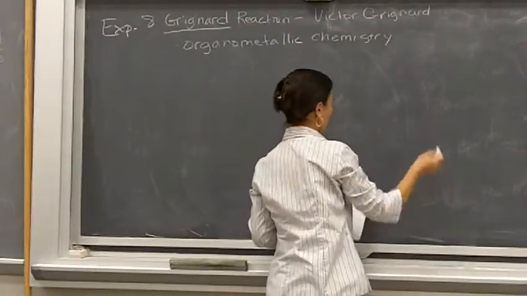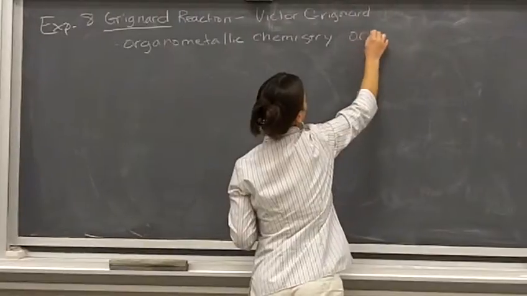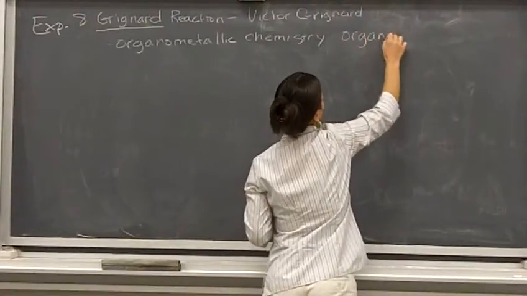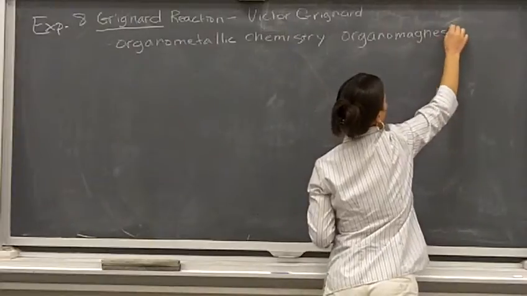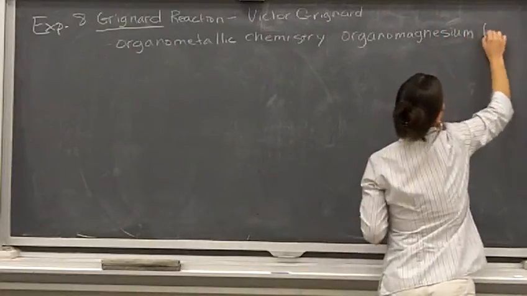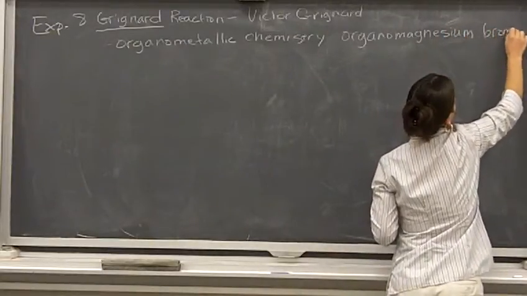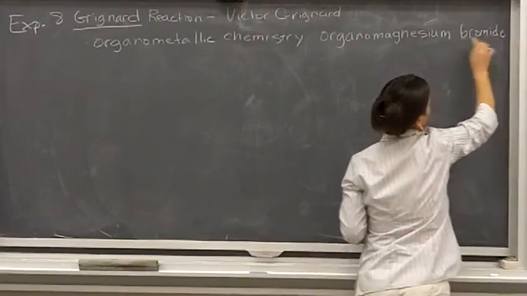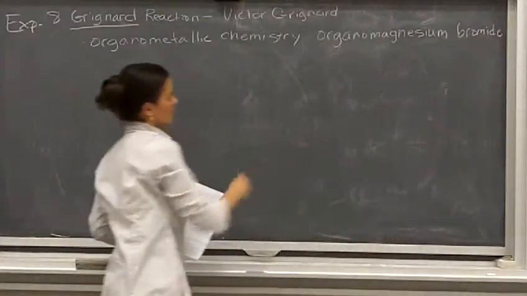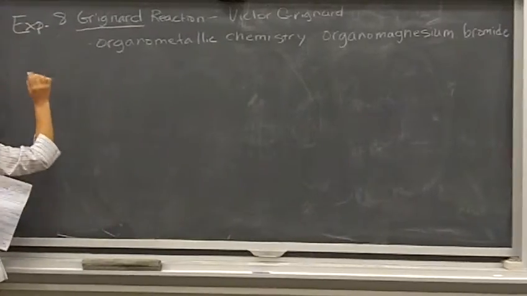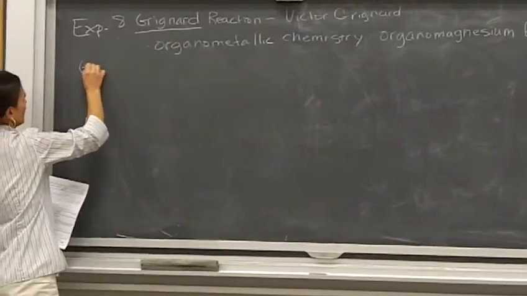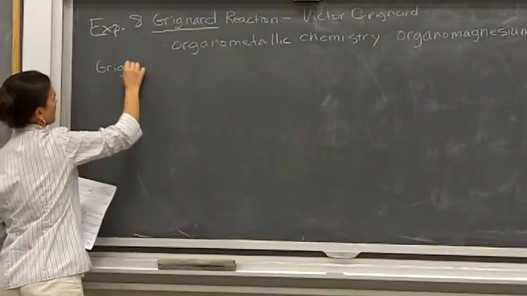And more specifically, we're going to make an organomagnesium. So there's our metal, our magnesium, bromide, or it doesn't always have to be a bromide, it can be another halide, but typically they are bromides, okay? So the first thing we have to make is what is called our Grignard reagent.